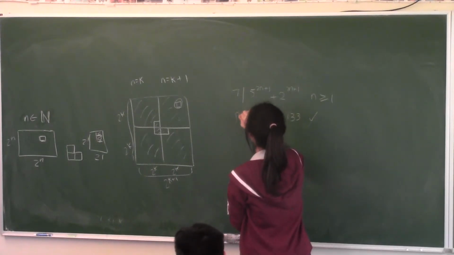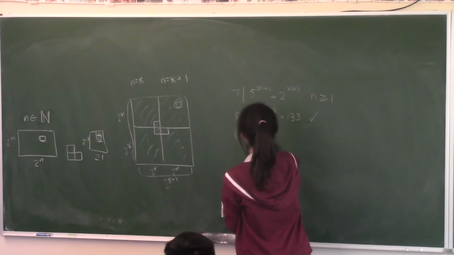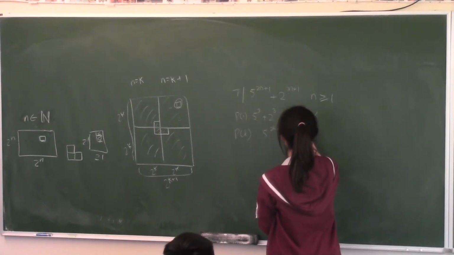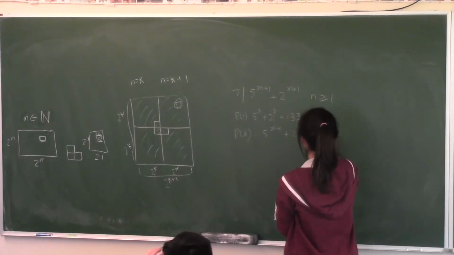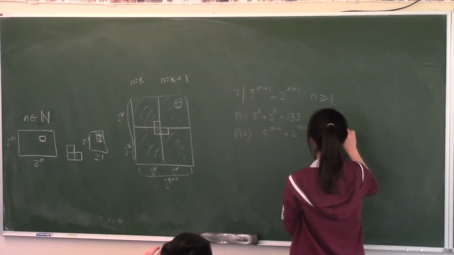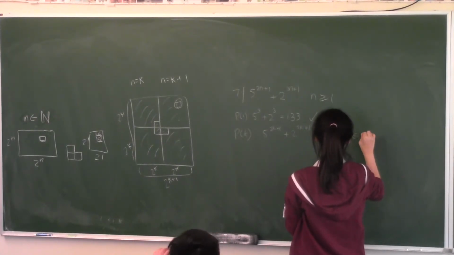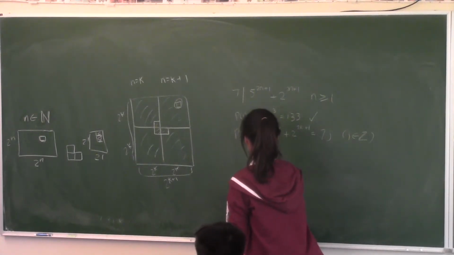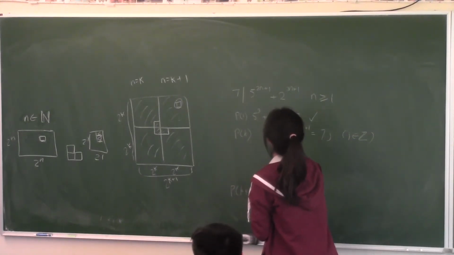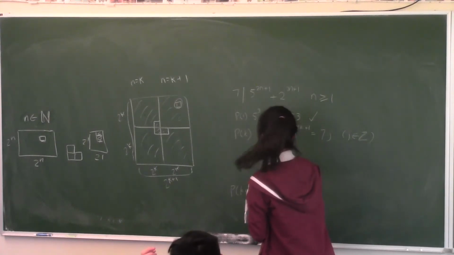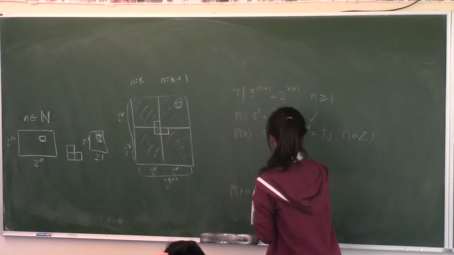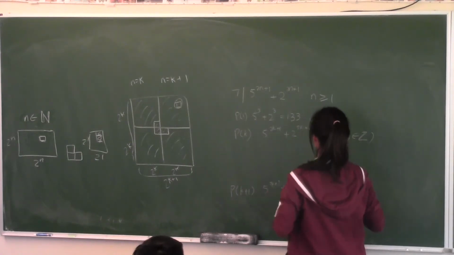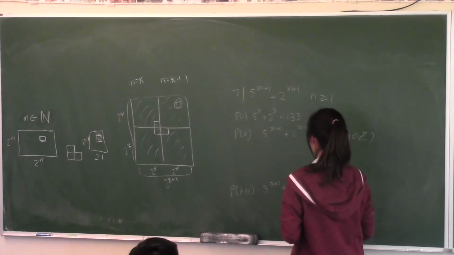Assume the statement holds for k, so it is equal to 7j for some integer j. And then P(k plus 1) is 5 to the 2k plus 1 plus 1, so 2k plus 3, plus 2 to the 2k plus 3, equals 7 times parentheses, and parentheses, that's to be determined.